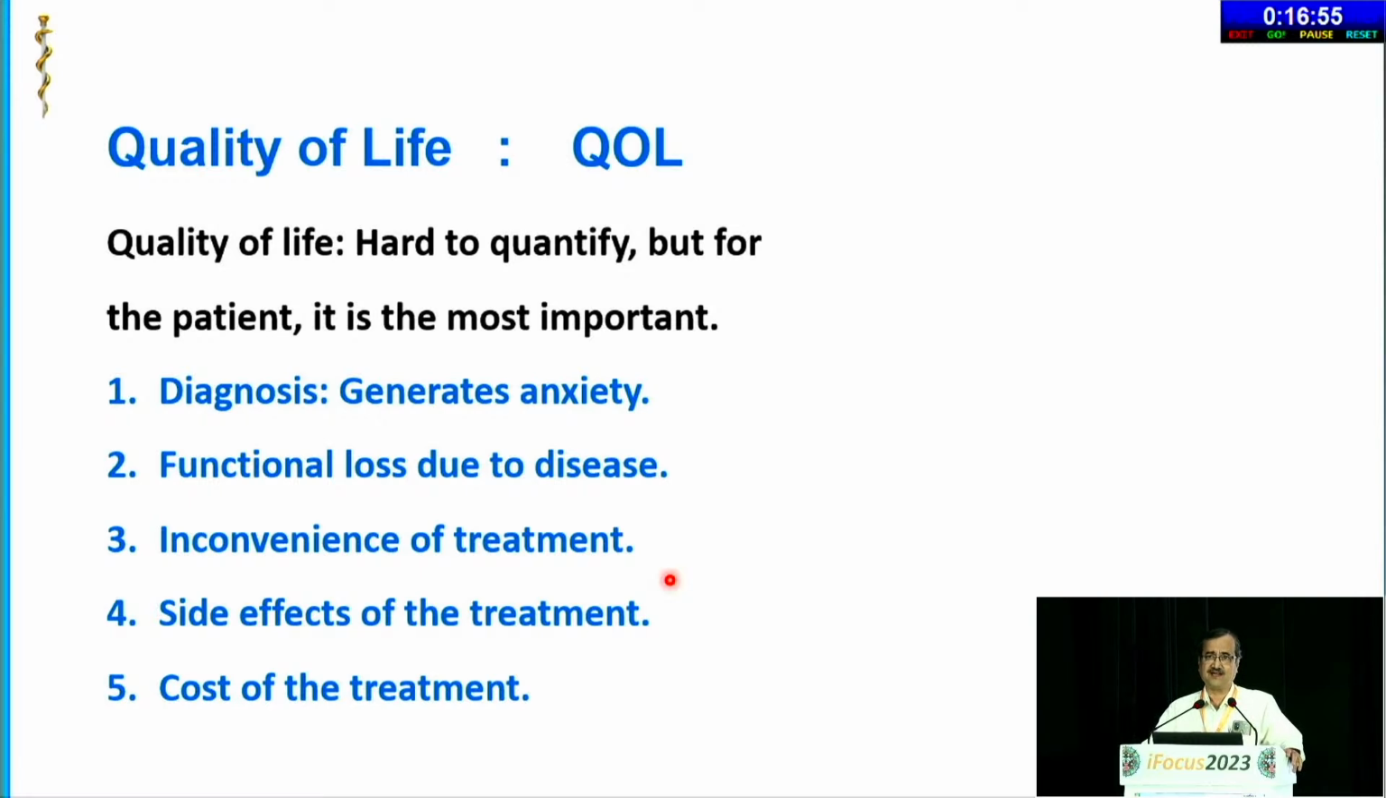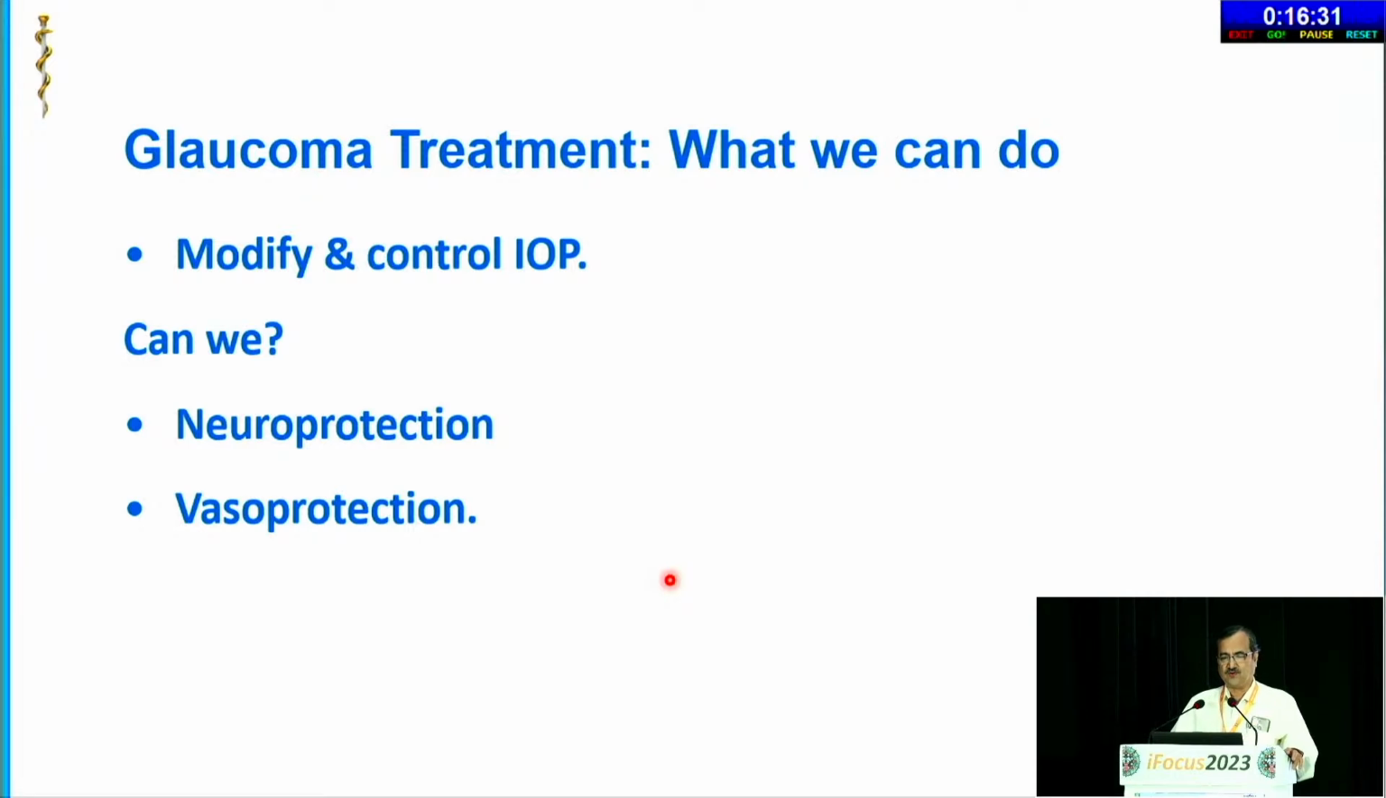The very diagnosis generates anxiety. Mind you, the patient will never sleep peacefully for the rest of his or her life. Functional loss to the disease, inconvenience of treatment, very simple for us to prescribe 6 drops per day. Is it possible for us to use them for the rest of our lives? Side effects of the treatment, exposure to the preservatives, and last but not the least, in our setup, the cost of the treatment. So what we can do, we can only modify and control the intraocular pressure. Can we afford some sort of neuroprotection or vasoperfusion for the patient? That is to be looked into. It is still experimental and not conclusively proved.